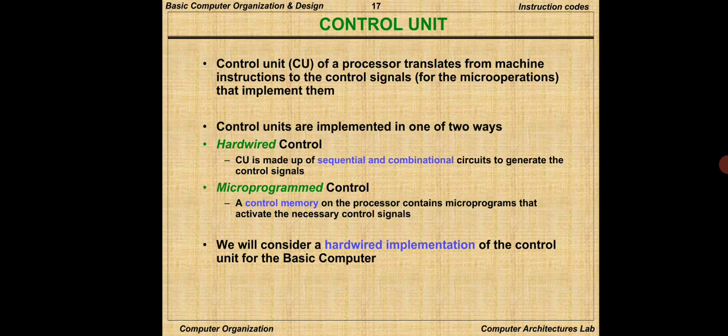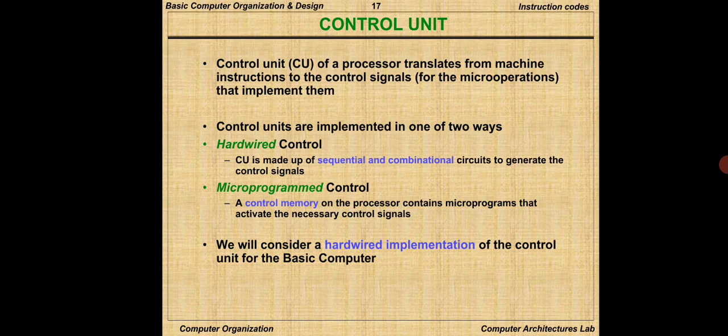The control unit is nothing but what translates the machine instructions. Whatever instructions we give, those instructions will be converted into control signals to perform particular operations. That is the main functionality of your control unit. The control unit can be implemented in two ways. One is the hardware control unit and the second one is the micro programmed control unit.